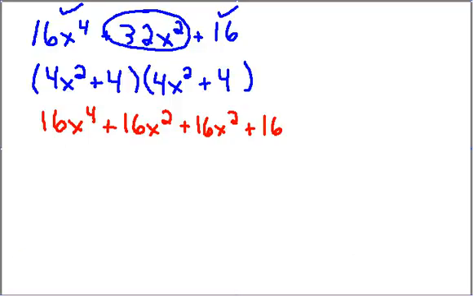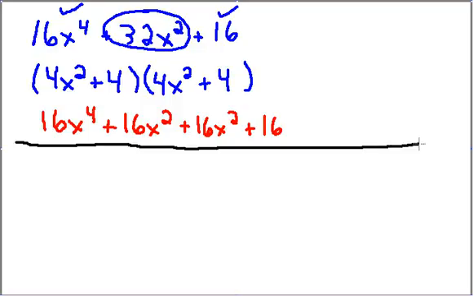Let's do one more, and that'll finish up this session here. Let's take a look at 9x squared minus 30x plus 25. We have a trinomial, tri meaning 3. Here's our 3 terms.